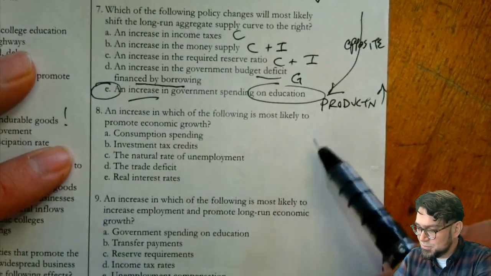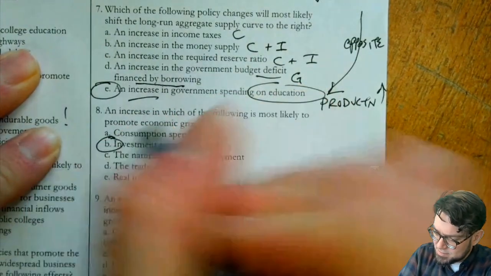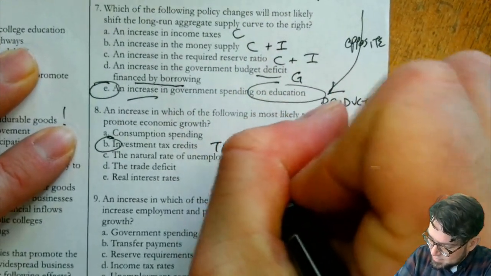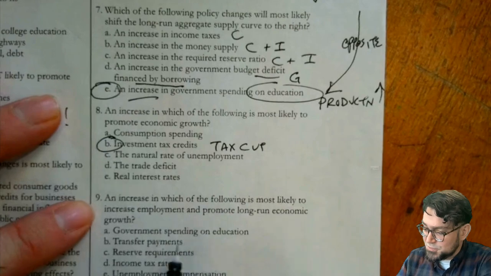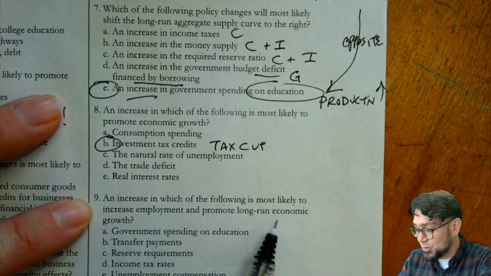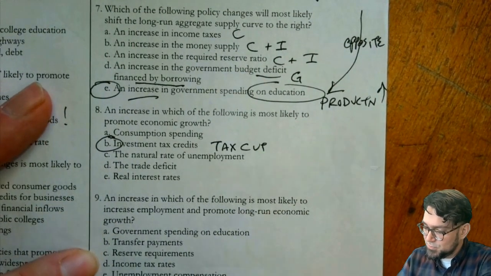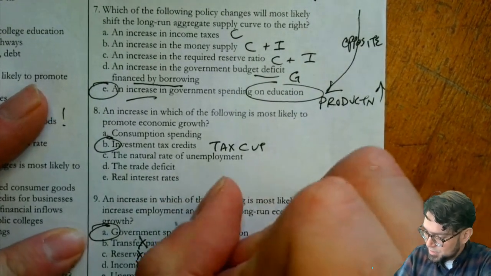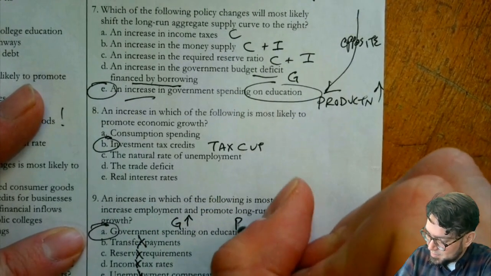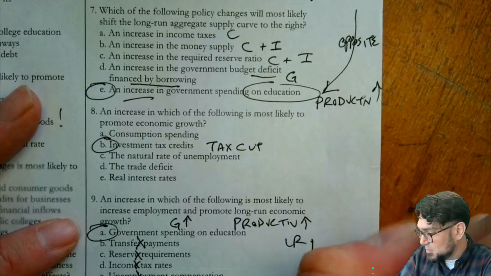Number eight, an increase in which of the following is most likely to promote economic growth? An increase in investment tax credits. So this is a tax cut, right? So thinking about a tax credit as a tax cut. Number nine, an increase in which of the following is most likely to increase employment and promote long-run growth? Spending on education, that would probably do it. Transfers, no, that won't do growth. Just this one, because initially G increases and then productivity increases in the long run. So you get that long run growth.